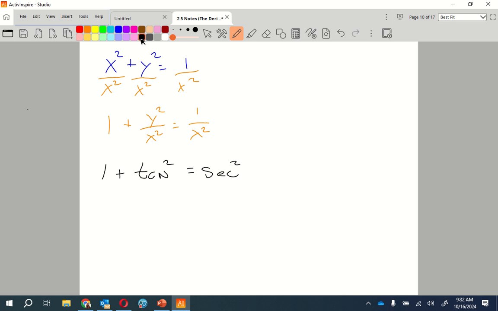Remember when I said I don't memorize all these, I make these every time? There are so many of these that you are going to use so often that you're just going to know them. But I could use this information to actually make other ones. I'm going to rearrange this now. I'm going to subtract 1 from both sides. If I subtract 1 from both sides, what do I get? Minus 1, minus 1. I get tangent squared is equal to secant squared minus 1.